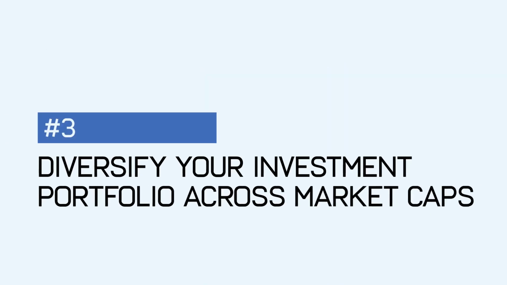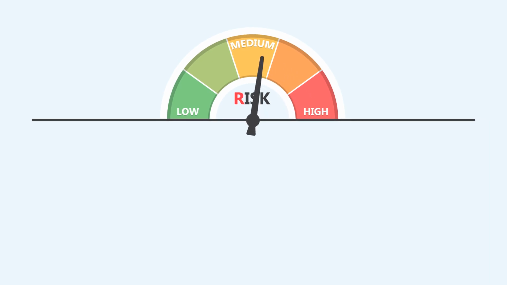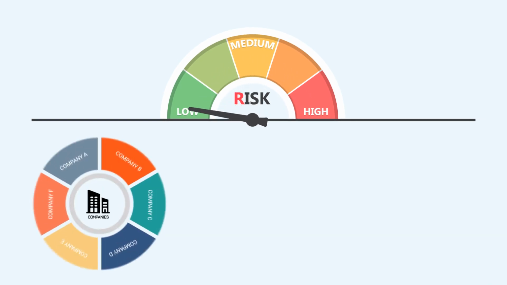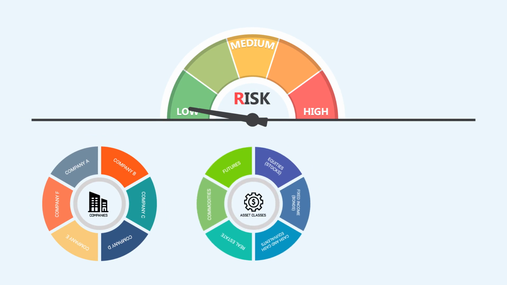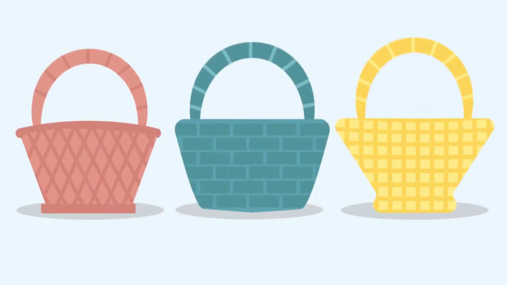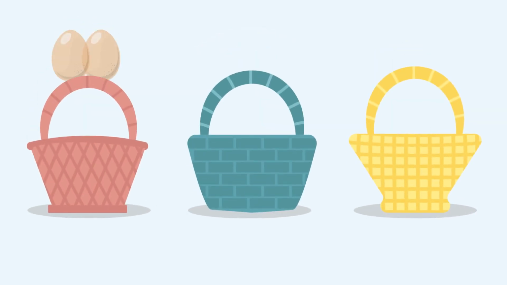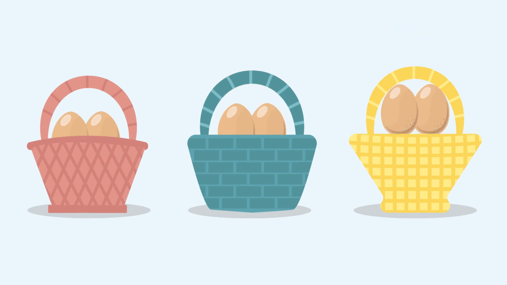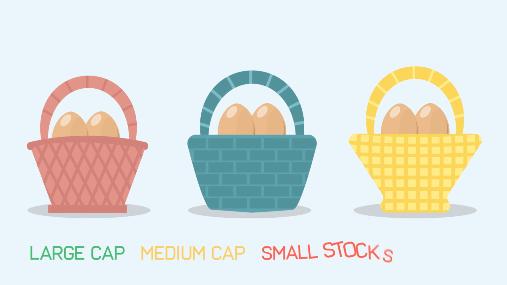3. Diversify your investment portfolio across market caps. The simplest and most straightforward way to reduce risk is to spread out investments into more companies, asset classes, and investment types. Essentially, this would be an example of not putting all of one's eggs into the same basket. For example, you might consider having a mix of large cap, medium, and small stocks. You might also have some bonds in your portfolio.